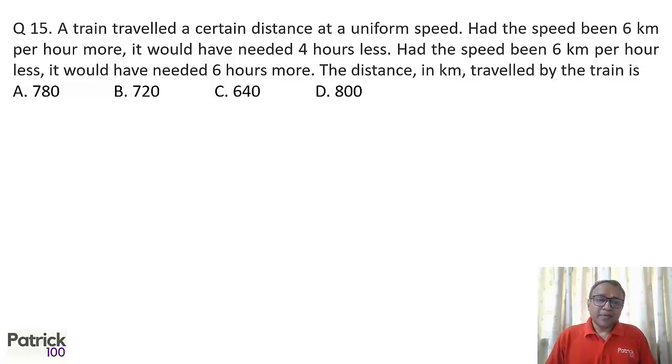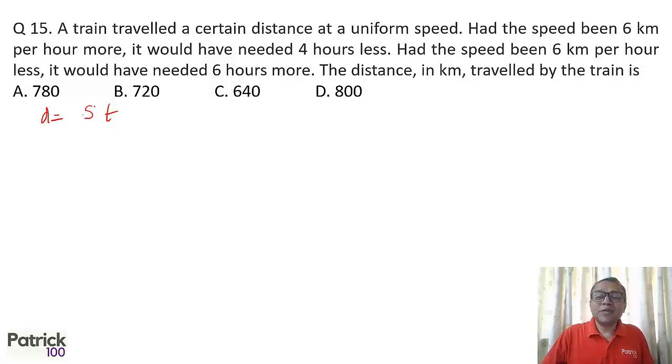So, time for a distance sum. A train travels a certain distance at uniform speed. If the speed were 6 kilometers per hour more, it would have needed 4 hours less. There are two approaches to solve. Okay, first let's assume the initial speed is s, time is t. So distance is speed into time.